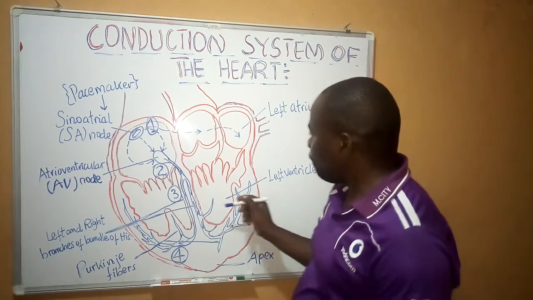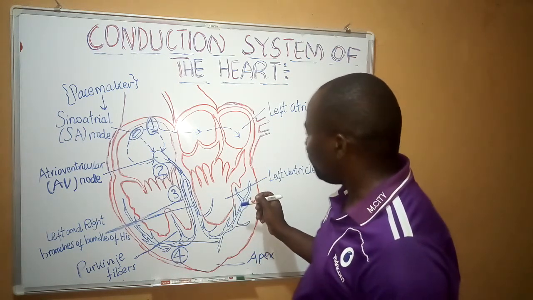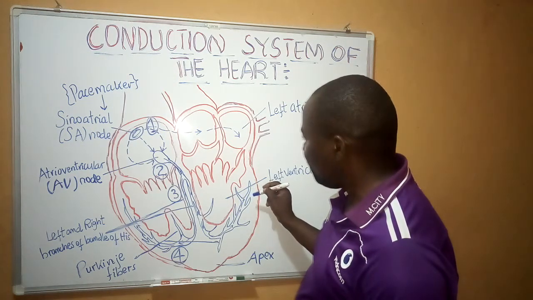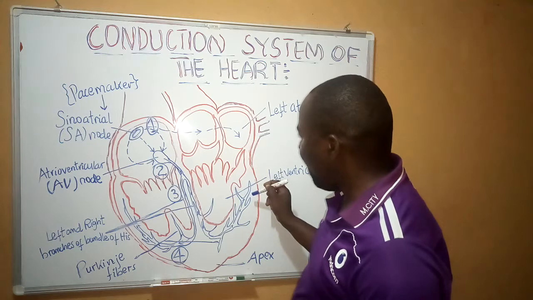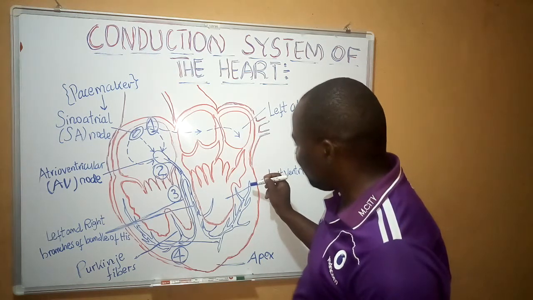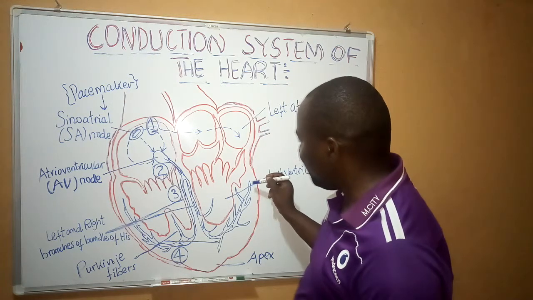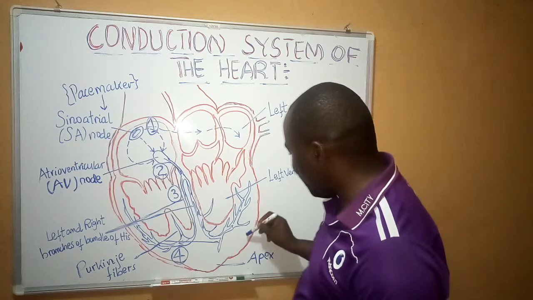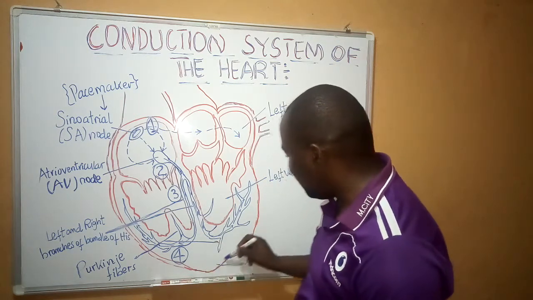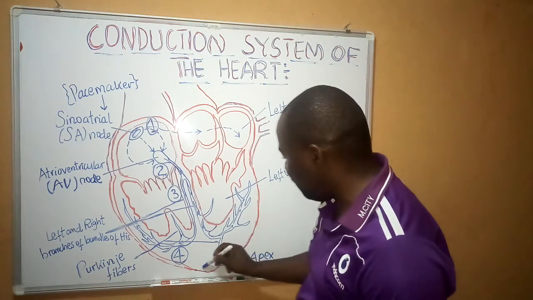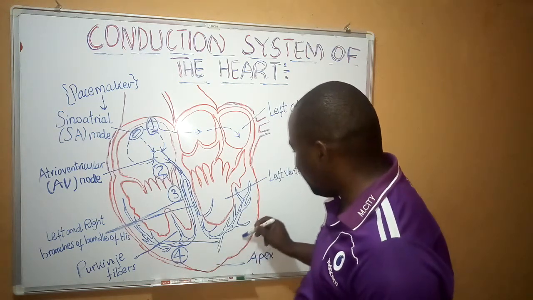So first of all, let us look at the parts of the heart. The heart is divided into three main layers. We have the outermost part of the heart, known as the epicardium layer.